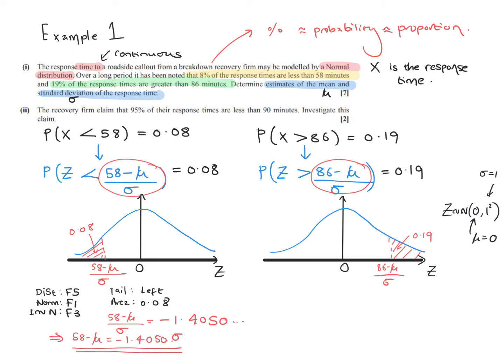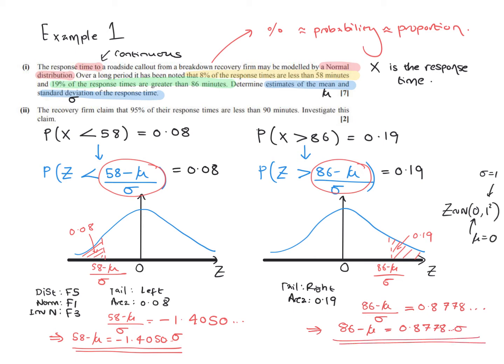Now we do exactly the same for the other probability, but this time in our settings, the tail is going to be the right-hand tail and the area is going to be 0.19. This will give us the value for (86 minus mu) over sigma, and this is equal to 0.8778... So we can rewrite this as 86 minus mu equals 0.8778 sigma. And then we have the second of the pair of our simultaneous equations which we need to solve.